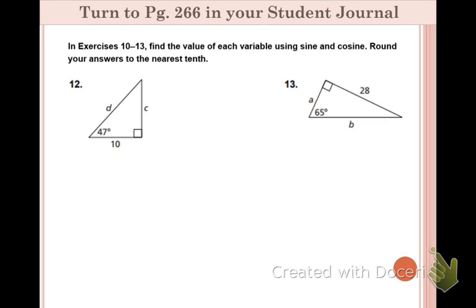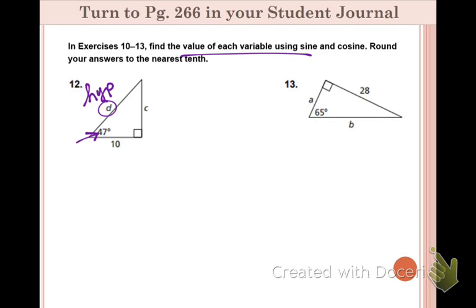Alright, this one actually just asks you to find the variables. You could find the angles, 43, because 90 minus 47 is 43. It doesn't ask for that. We're going to find the sides. Which side would you like to solve for first? D. Sure. What kind of side is D? A hypotenuse.